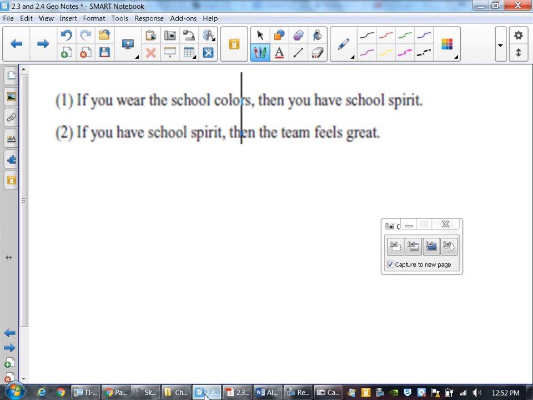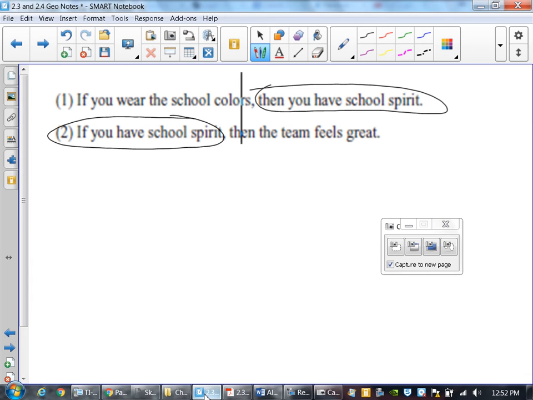Oh, yeah, those two across from each other. These two are repeated diagonal from one another. If you wear school colors, the team feels good. Exactly. So if you see something repeated twice, you can cancel those out, if they're diagonal from one another.